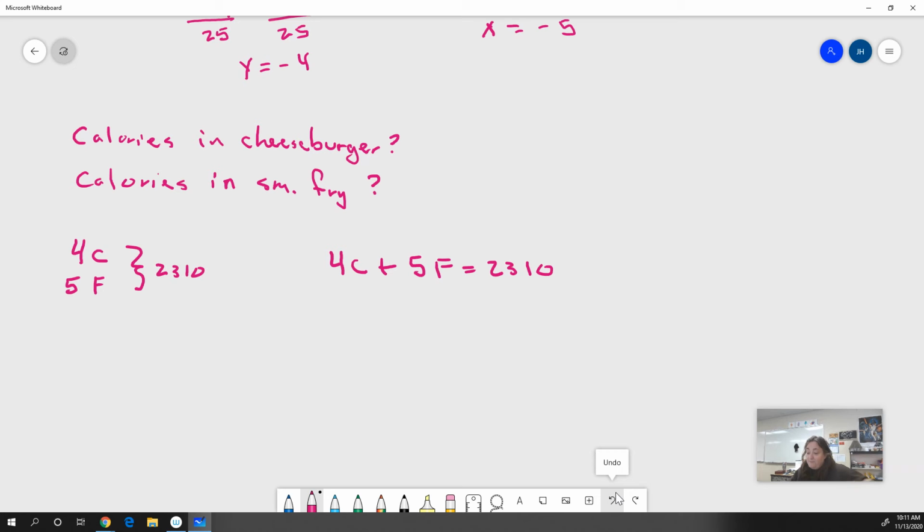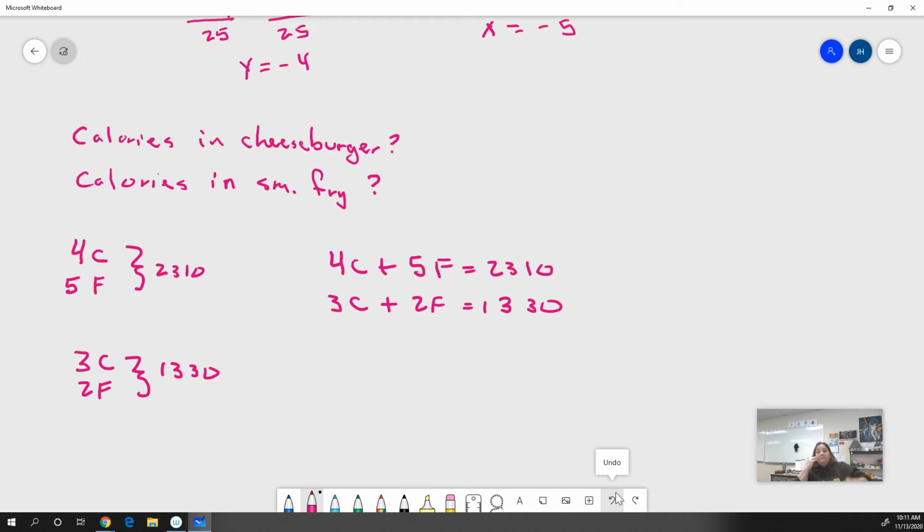The next piece of information says 3 cheeseburgers and 2 small fries. So we've got 3C and 2F is 1,330 calories. If we wrote that as an equation, it's saying that 3 cheeseburgers plus 2 fries equals 1,330 calories.